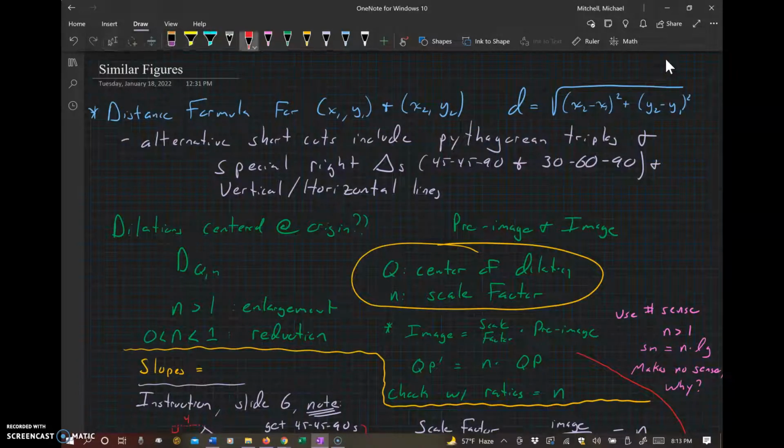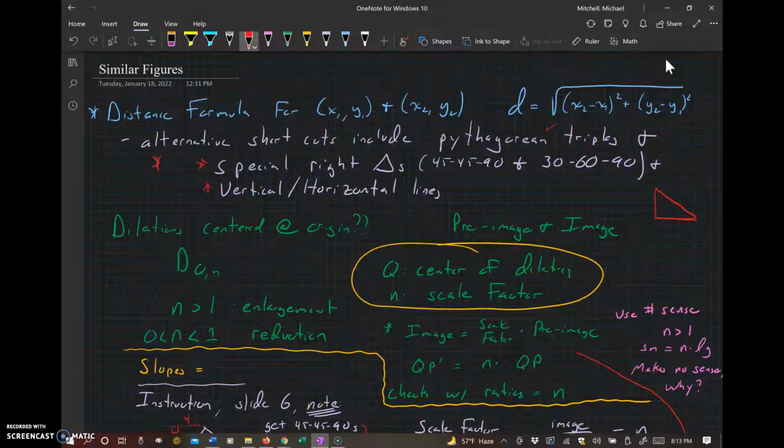There are a couple of alternatives here that we need to look at. Instead of using the distance formula, sometimes you're going to see Pythagorean triples come up. Basically, you're seeing a segment and you're putting a right triangle around it. Special right triangles, I mentioned, so that's Pythagorean triples, special right triangles, or vertical or horizontal lines. Vertical or horizontal lines you can count out.